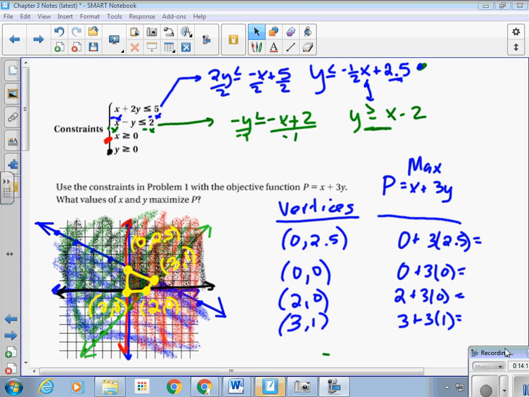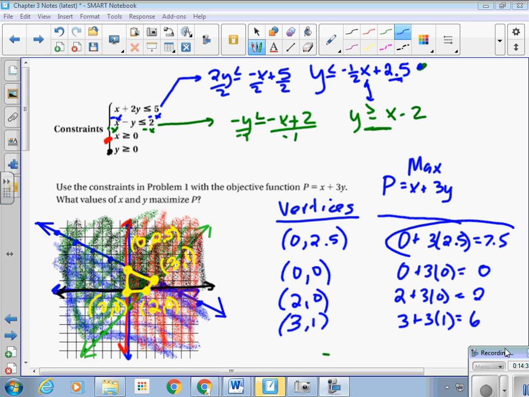Is this 7.5? 3 times... 7.5. This gives us 0. This gives us 2. And this gives us 3 plus 3. So which one of these maximizes our function? So 0, 2.5 maximizes our objective function.